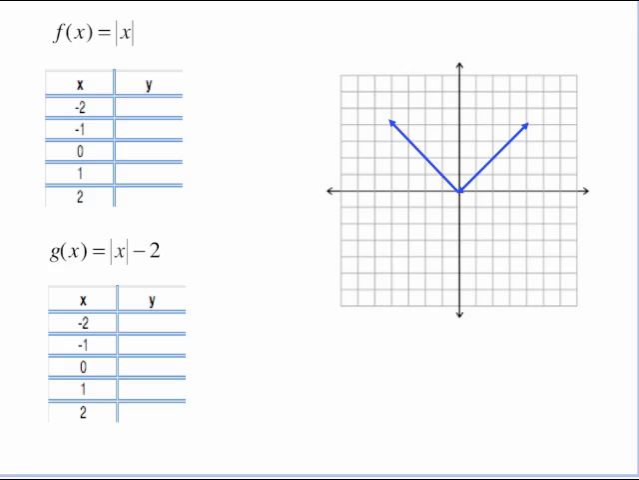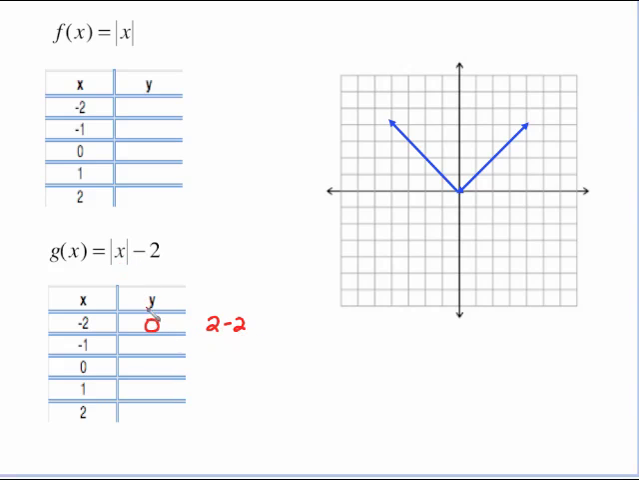I've already drawn in the V for the absolute value for our first function. Let's do the arithmetic on this and then see if our rules are beginning to hold true. Put negative 2 in for x. Absolute value of negative 2 is 2. 2 minus 2 gives us 0.